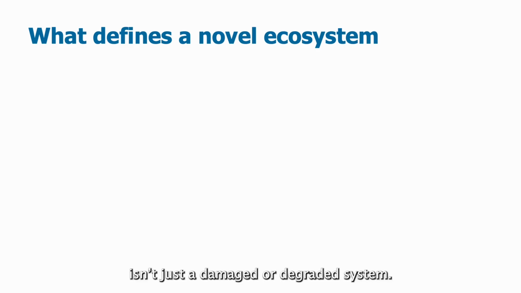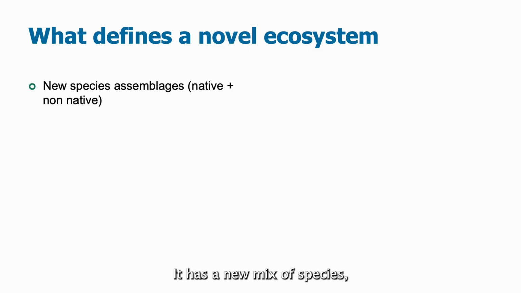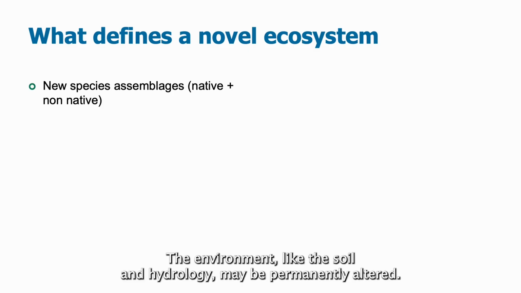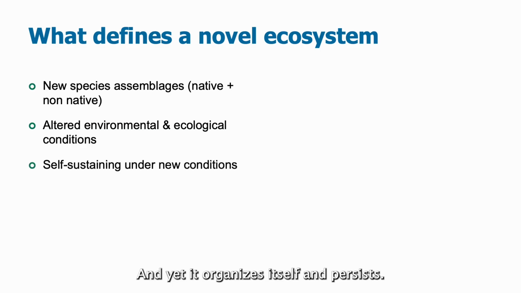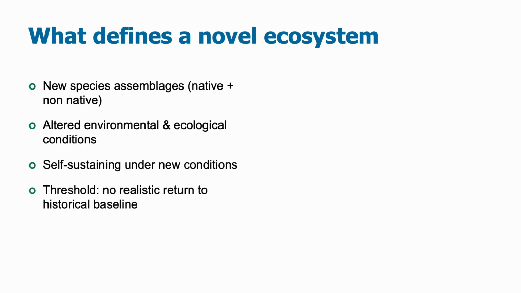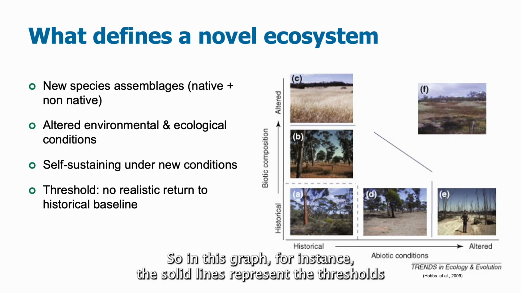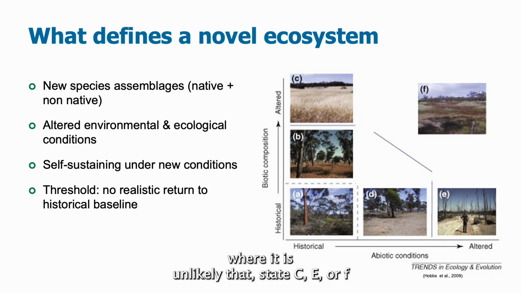So a novel ecosystem isn't just a damaged or degraded system, it's fundamentally different. It has a new mix of species, often including non-native ones. The environment, like the soil and hydrology, may be permanently altered, and yet it organizes itself and persists. And because of these changes, returning it to what it was is usually unrealistic. So in this graph, for instance, the solid lines represent the thresholds where it is unlikely that states C, E, or F can return to the historical state A.